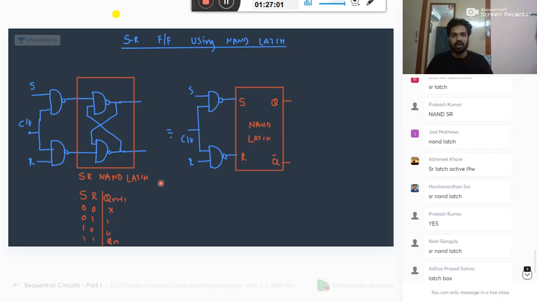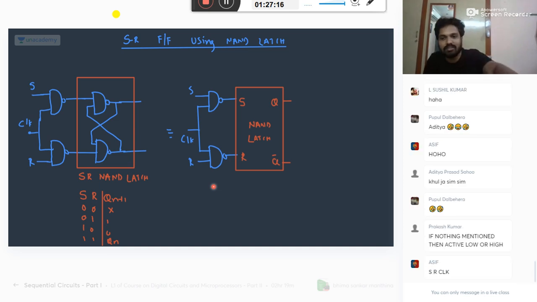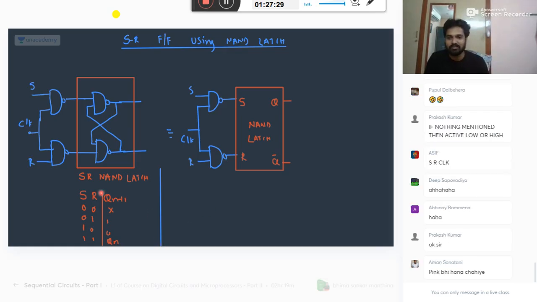So let's see how it will work. For understanding purposes, three inputs are there. If nothing is mentioned, then it is nothing only. If nothing is specified, then it is active high. Here you need not worry about active high and active low. Don't worry, just wait for some time.